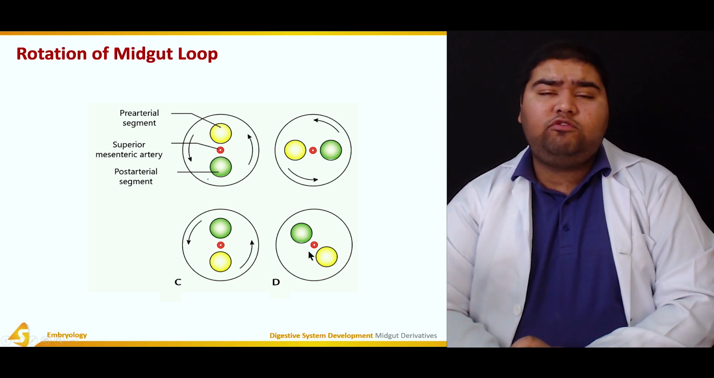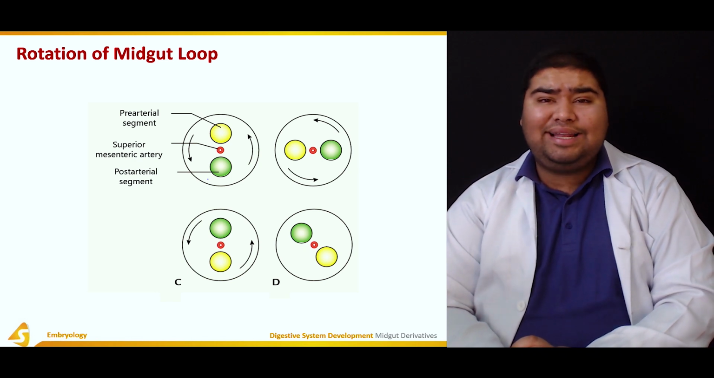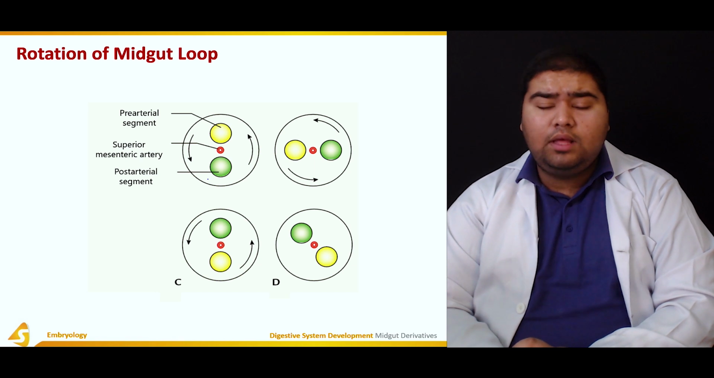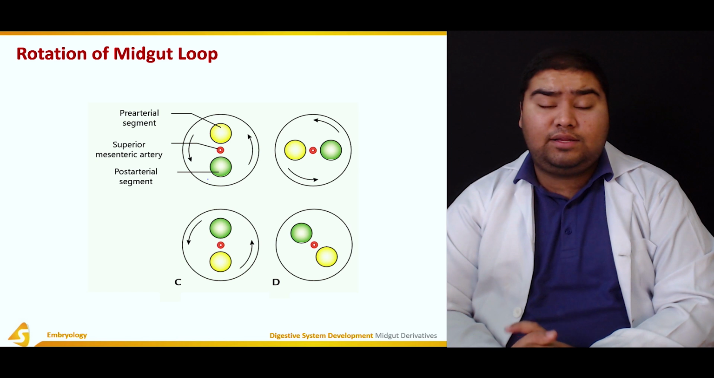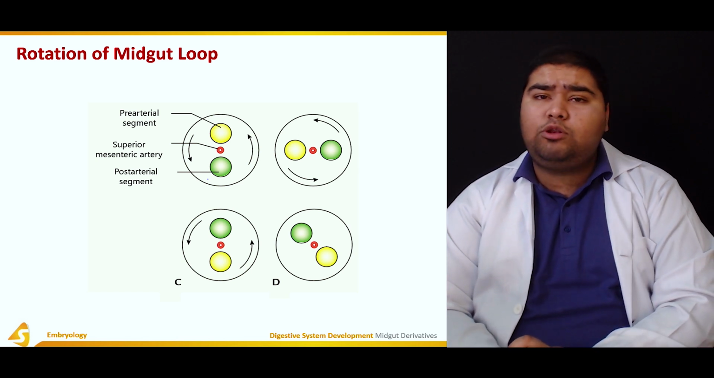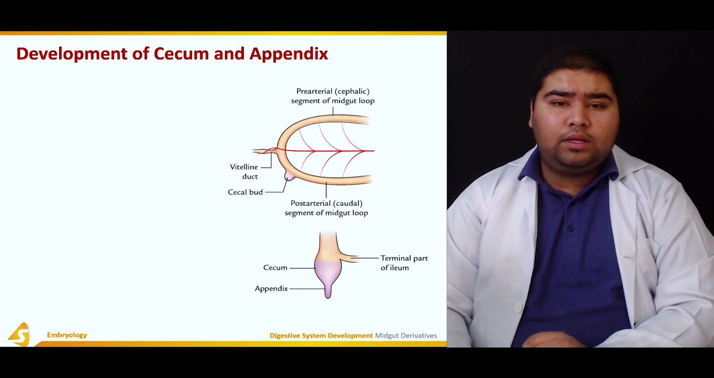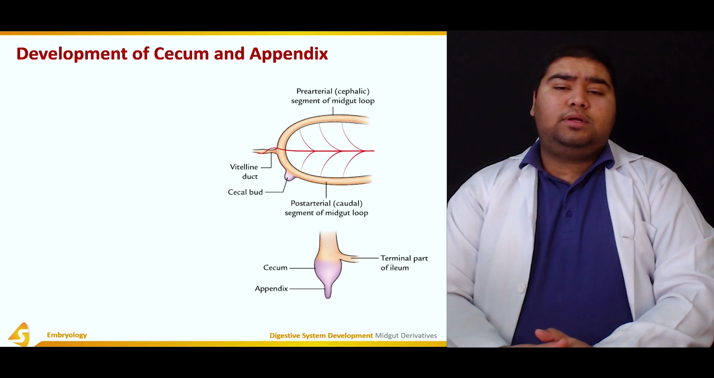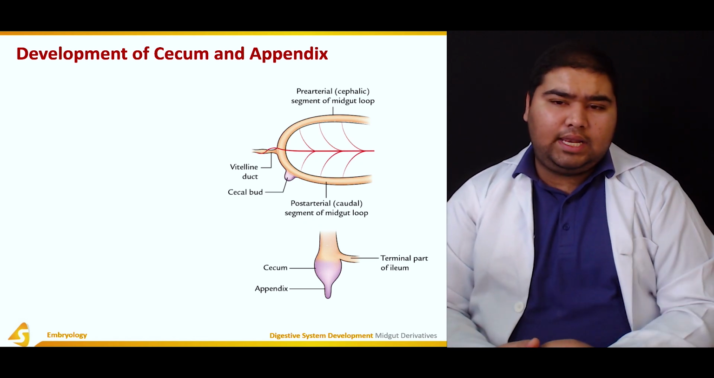The rotation of the midgut loop is a very important topic. I have tried to make it as easy as possible, but sometimes students get confused. If you still find it confusing, try to go through the slides one more time and you'll easily be able to get it. Now moving on, we'll see how the cecum and appendix are formed from the cecal bud.